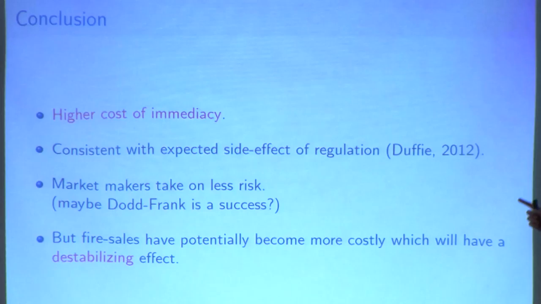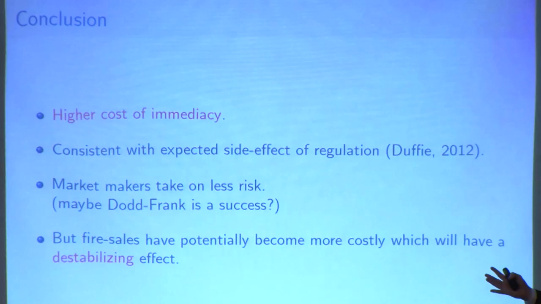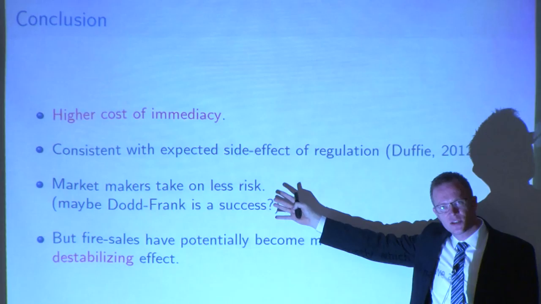So to sum up, we see that the cost of immediacy is now higher. And this is consistent with all of these predictions from the Darrell Duffie paper about side effects of regulation. We did see that the dealer behavior changed, so the dealer takes on less risk now. So in that sense, regulation is a success up here.